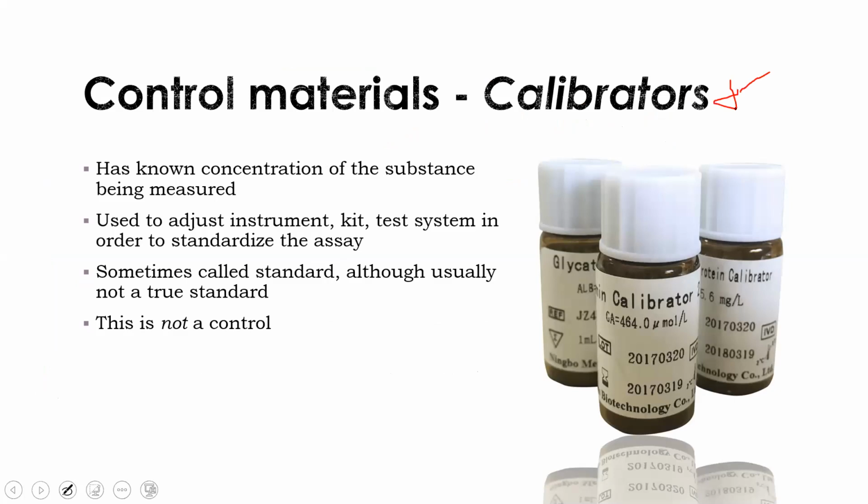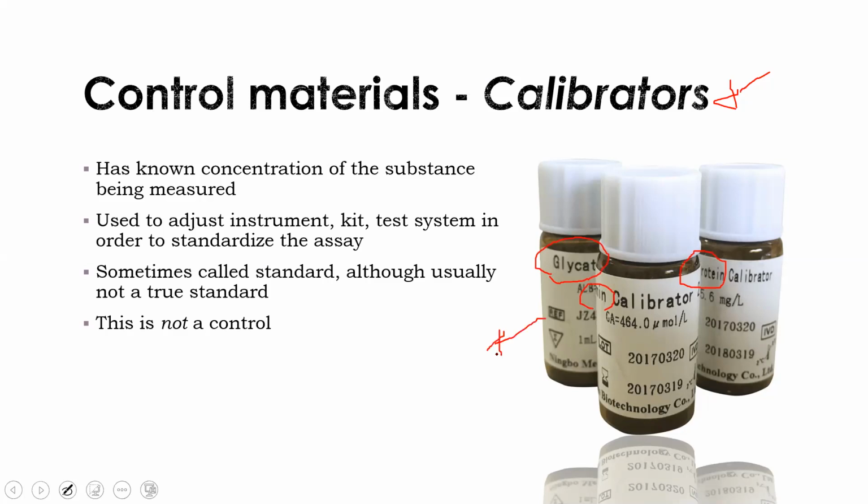It has a known concentration of the substance being measured. So, anong ibig sabihin nito? For example, this one. This is protein calibrator. This is for glucose calibrator. So, ibig sabihin, per test, meron tayong calibrator. Meron tayong standard. It is used to adjust instrument, kit, test system in order to standardize the assay. Meron tayong basis. It has a known concentration.